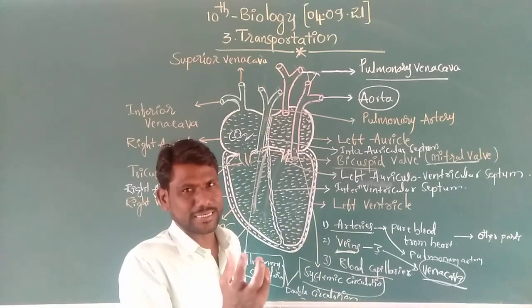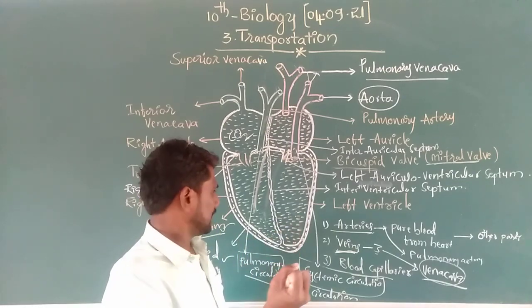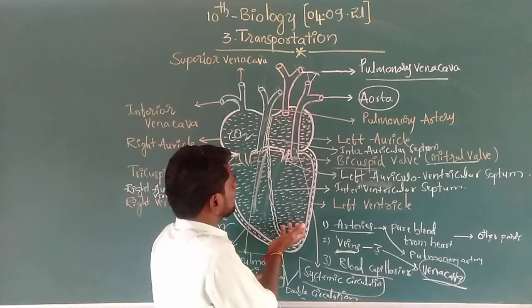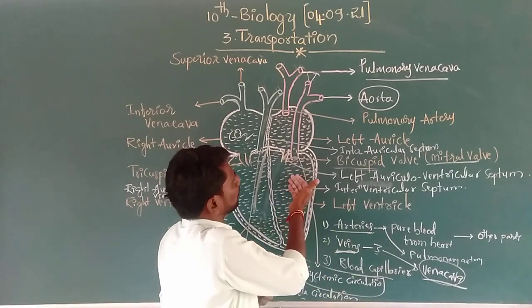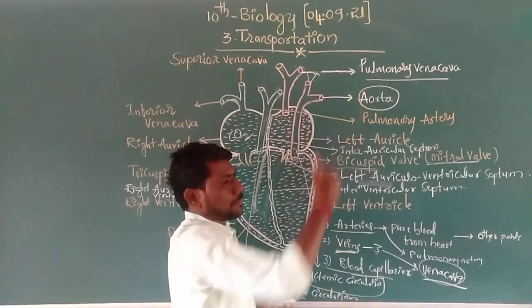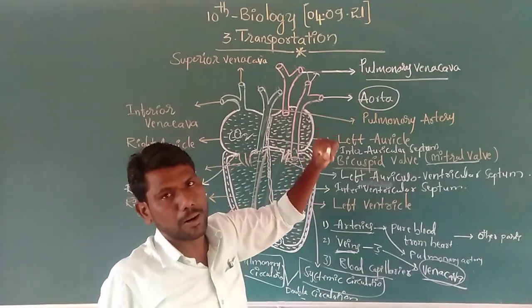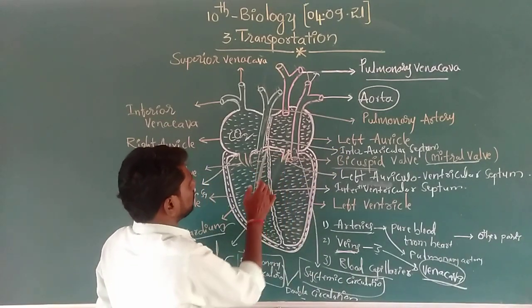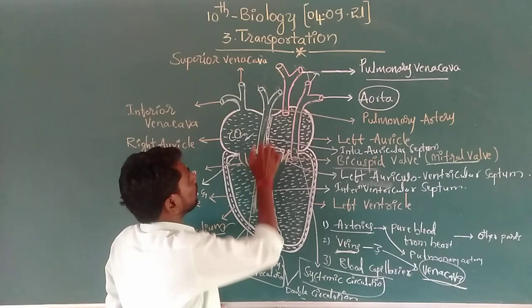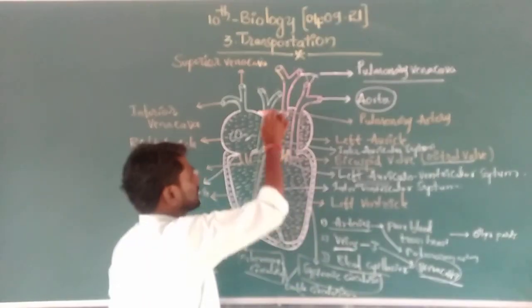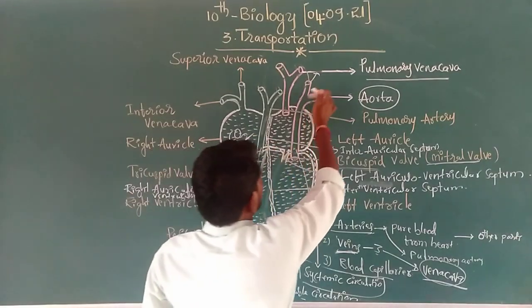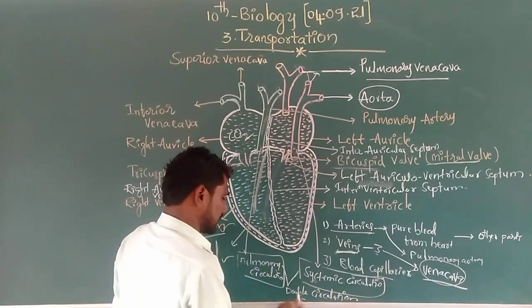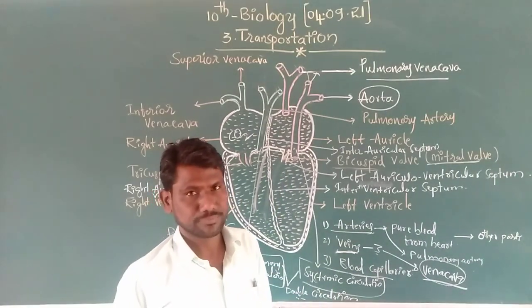Then the heart takes the contractions. At that time, what happens? The pure blood is supplied to all our body parts. Next, impure blood is supplied from the right ventricle to the lungs. This is pulmonary circulation. This is systemic circulation. Together they are called double circulation.